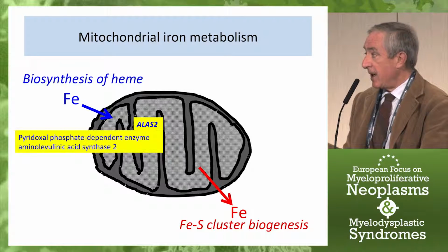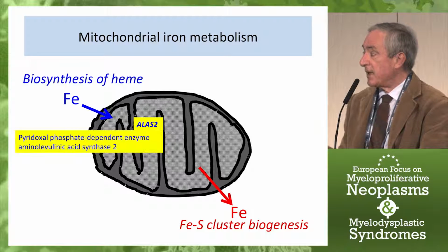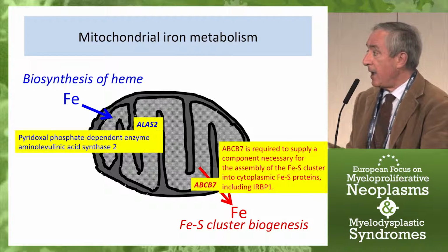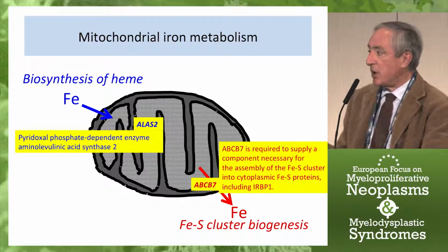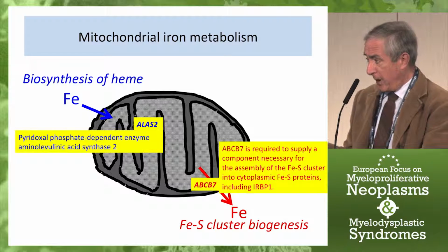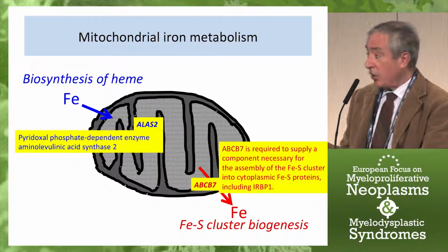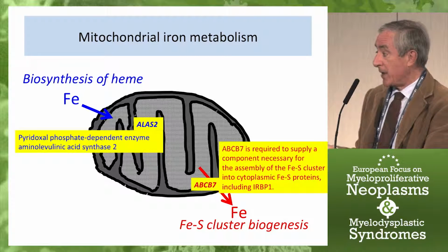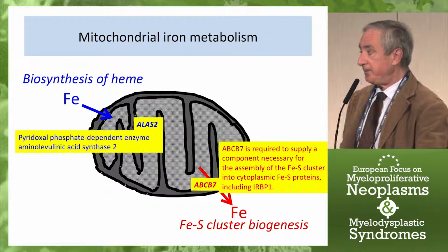These genes are important in mitochondrial iron metabolism. First, because ALAS2 is the first enzyme of the heme synthesis, while ABCB7 is the gene responsible for the exportation of iron from the mitochondrion to the cytoplasm for iron-sulfur cluster biogenesis.